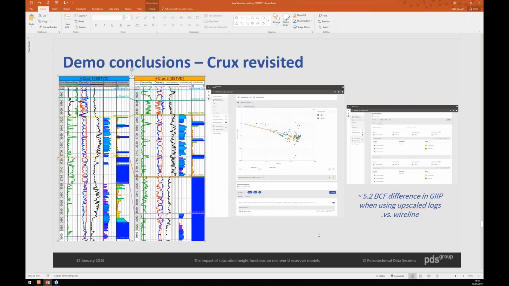So we're going to have another poll now. Bearing in mind what you've just seen there, that we've got the FOIL functions, Skelt-Harrison, Leverett J available and so forth, what would you like to see next in our AVA saturation application?